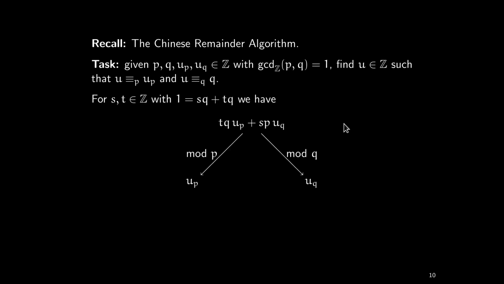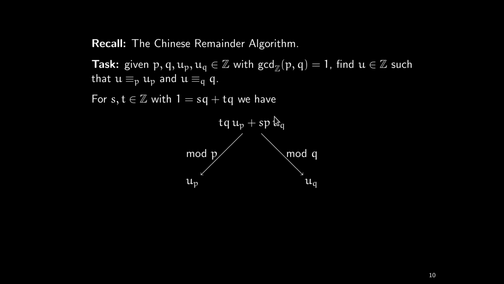Okay. And the key is again the Euclidean algorithm. The extended Euclidean algorithm tells you that since P and Q are coprime, you can write 1, their GCD, as a linear combination, or this is another typo here, this should be P and Q, as S times P plus T times Q. And so this means if you take TQ times UP, and SP, here is correct, times UQ, and you see what happens if you take this mod P.